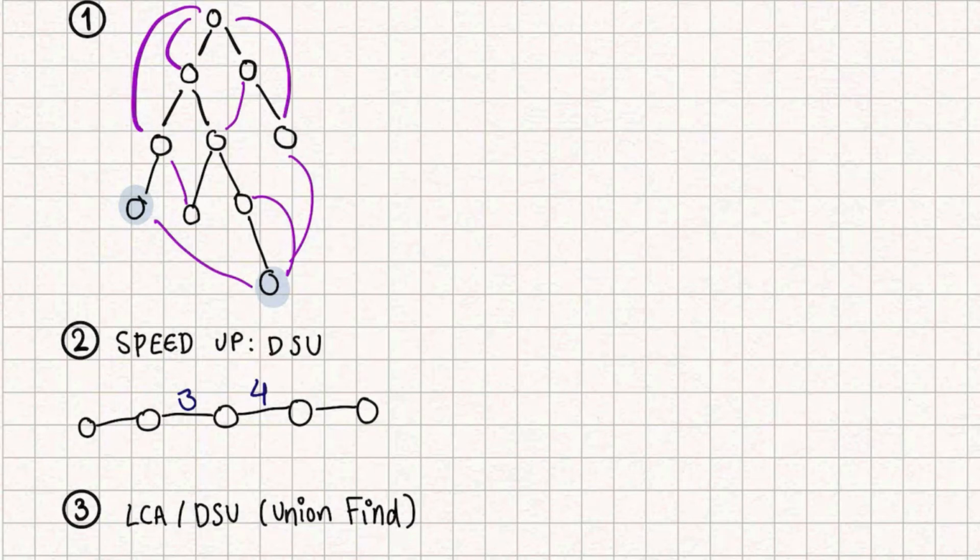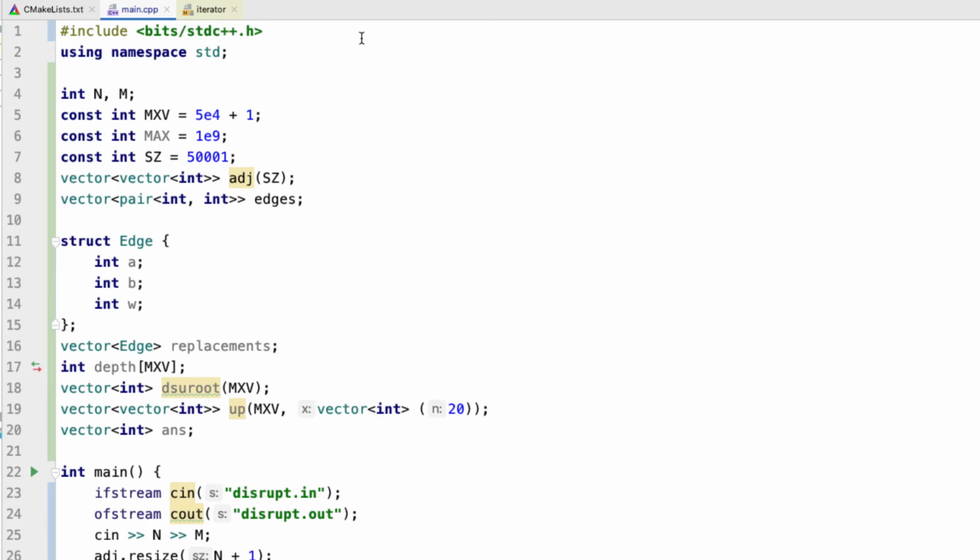Let's go look at the code for a more in-depth explanation. We're going to start off with values and then a couple of data structures.